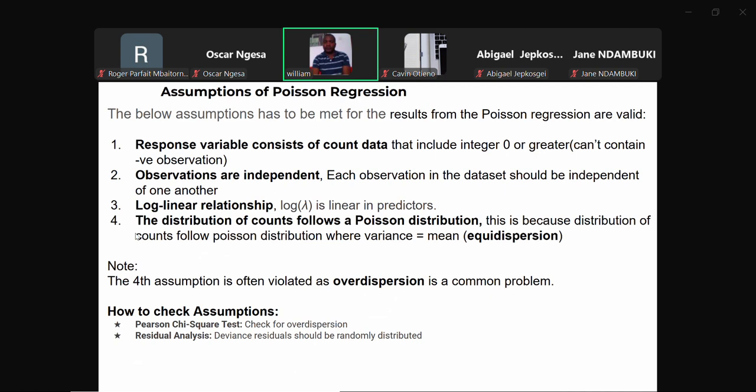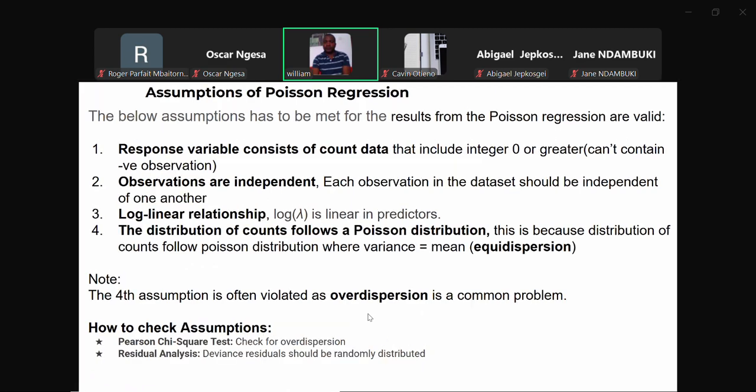Now, when you look at the fourth assumption, in most cases it is always violated. This is a case where we have overdispersion, which is most common when we are handling such kinds of problems. So how do we check that we are fulfilling these assumptions? First of all, we can use the Poisson chi-square test to check for overdispersion, and then residual analysis, where we can see what is going on, because the residuals will always be random when you are plotting them.